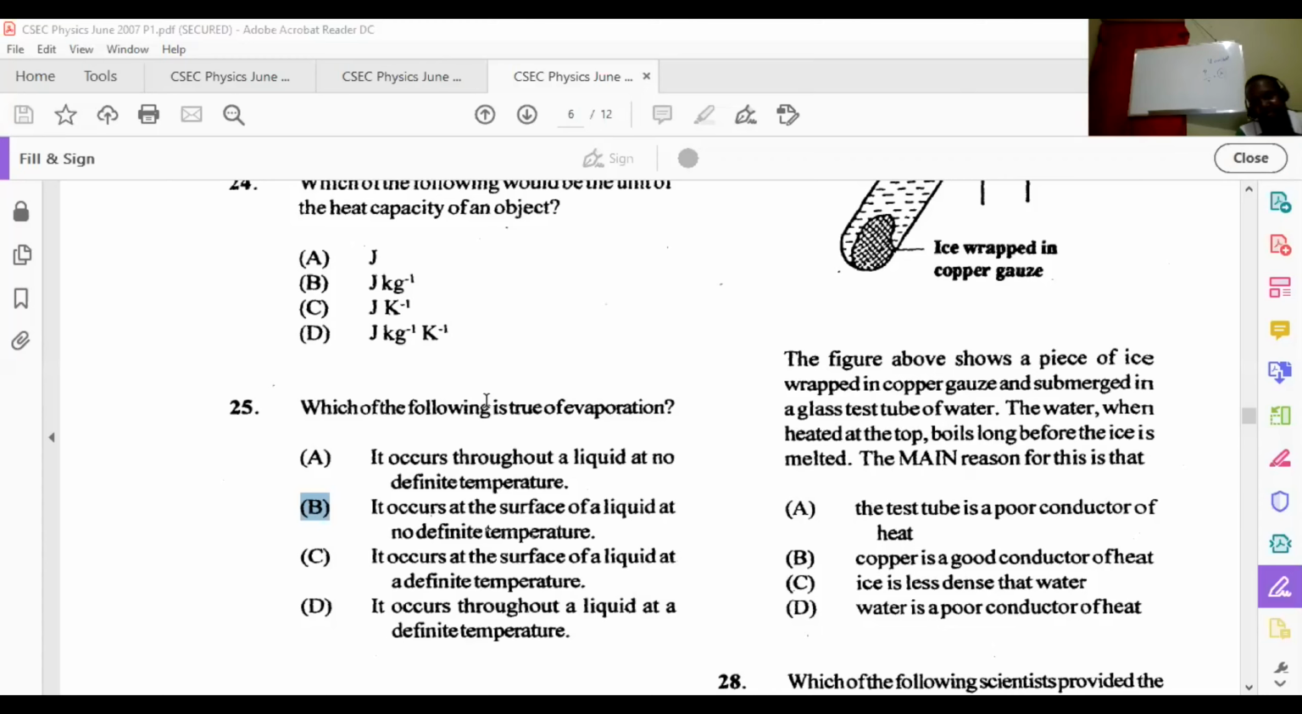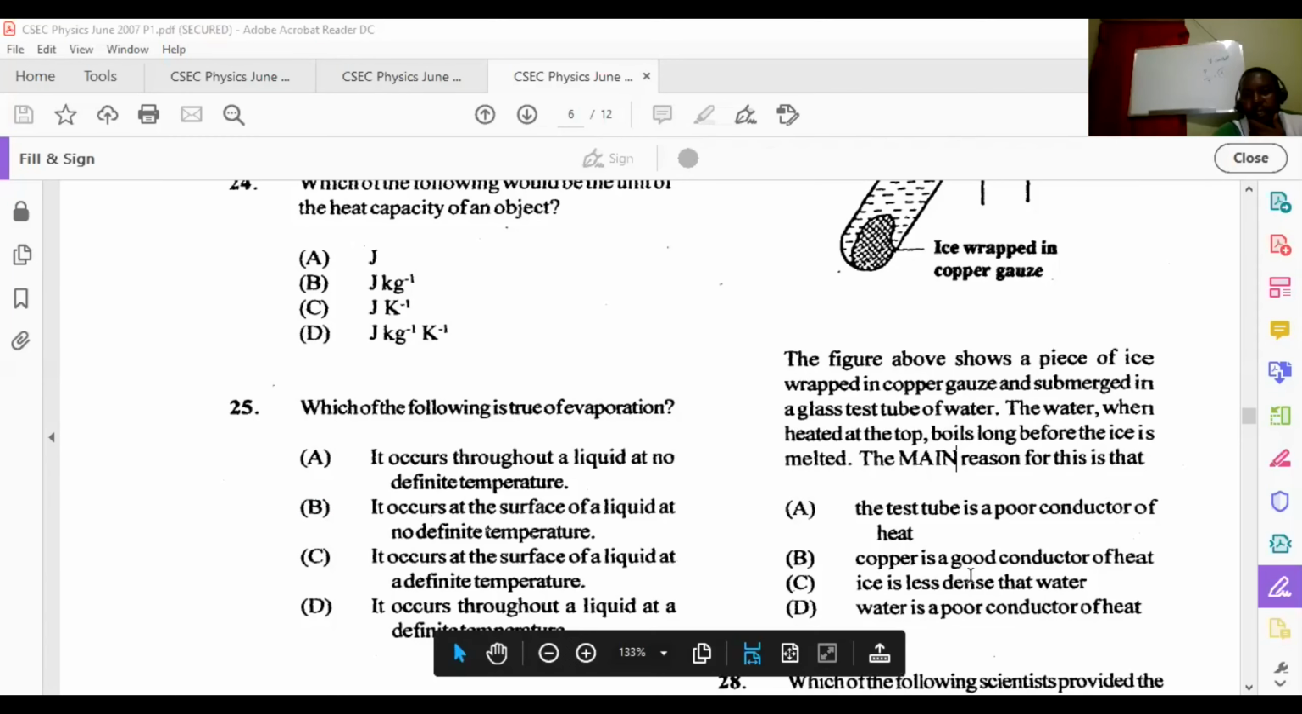So B says copper is a good conductor of heat, which we know is true, but that's not the reason why the water boils before the ice starts to melt. So B cannot be the answer. C says ice is less dense than water, which has nothing to do with changing state and heat. So C is definitely out. And then D says water is a poor conductor of heat.